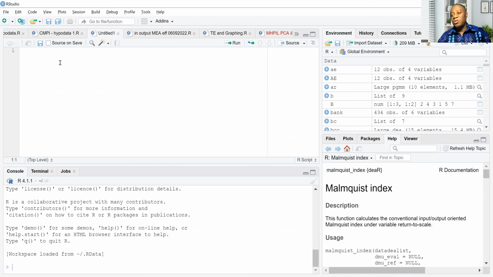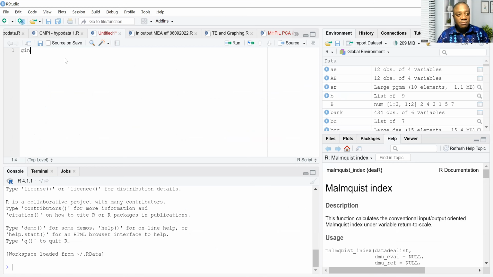This is my R Studio. And I want you to open your R Studio. Now, you may have some numbers. You may have some information already typed, or you may not have some information already typed. So follow what I'm doing.